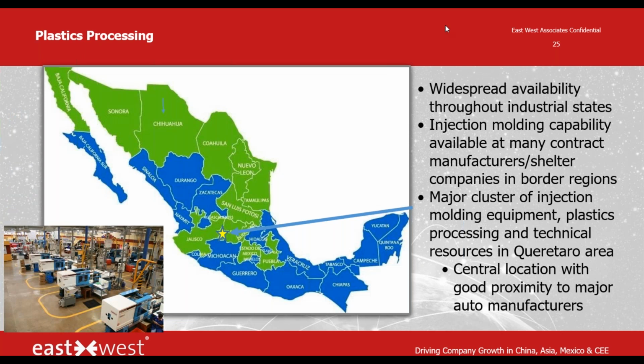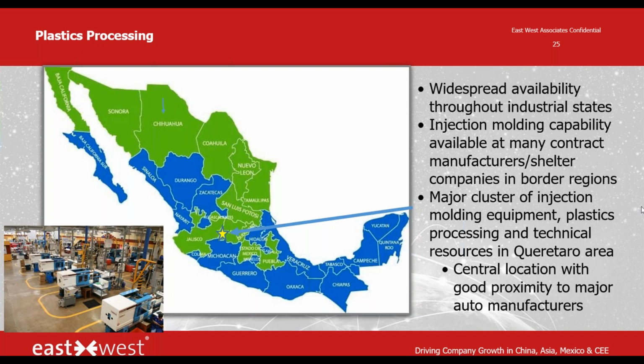The states highlighted in green are the major industrial states of the country, and there is widespread availability of injection molding capability and plastics processing all through that area. What's a little bit different is that this is a technology and an operation that some of the smaller contract manufacturers and shelter companies along the border regions have invested in. It's a little bit uncommon, as many of those companies really look for investment in equipment and technology from their clients and customers to support that expansion. This is an outlier where they've invested in that capability.